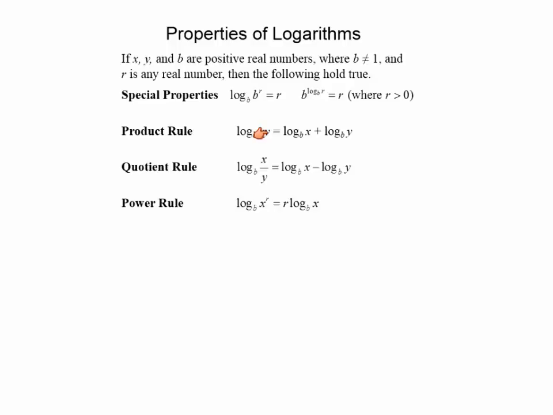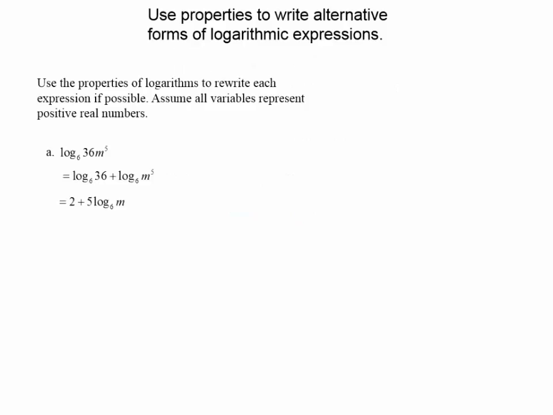Product rule: when I have log of x times y, we can expand it to log of x plus log of y with the same base b. Quotient rule is log of x over y. We're going to subtract, expanding it as log of x minus log of y with the same base b. Power rule would be log of x to the power of r. It would be r log of x with the base b.